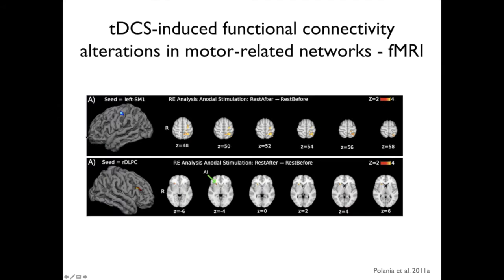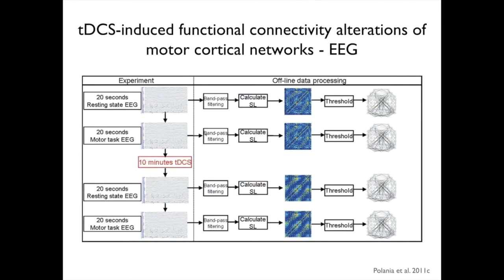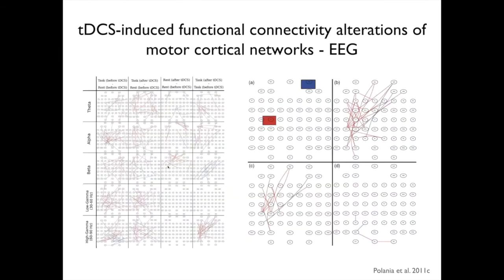And what he showed is in a seed-based analysis, when he puts the seed over the motor cortex, you can see that there's enhanced connectivity between the motor cortex and premotor and posterior parietal areas, so important cortical parts of the motor network. And in a consecutive EEG study, where we did resting state and motor task related EEG before and after 10 minutes real or sham anodal tDCS, he could show that there's a specific effect on task-related functional connectivity as obtained by EEG.